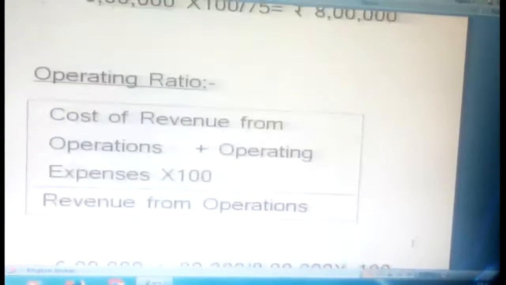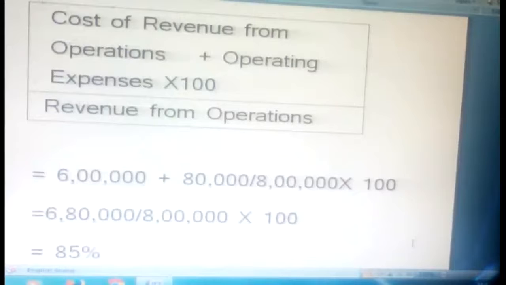Okay. Now operating ratio, substitute the formula: cost of revenue from operations plus operating expenses divided by revenue from operations into 100. We know our cost of revenue from operations is 6 lakhs, plus operating expenses 80,000. Then just now we got revenue from operations 8 lakhs. So 6 lakh 80,000 divided by 8 lakhs into 100. We get 85%. That's our operating ratio.